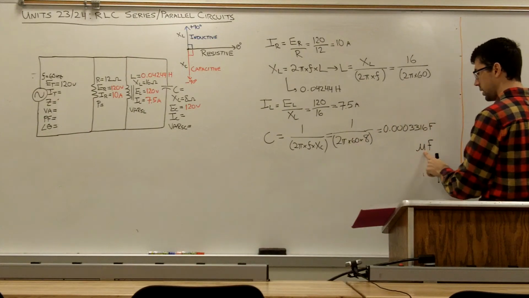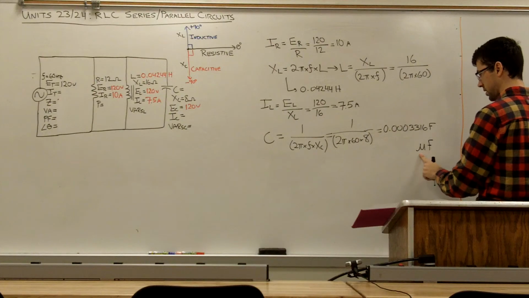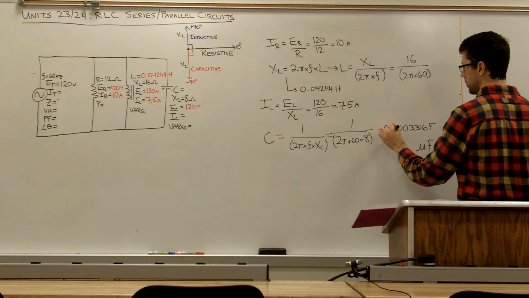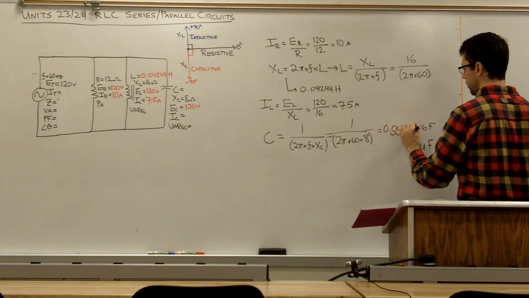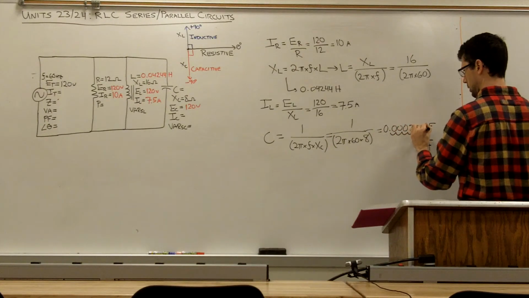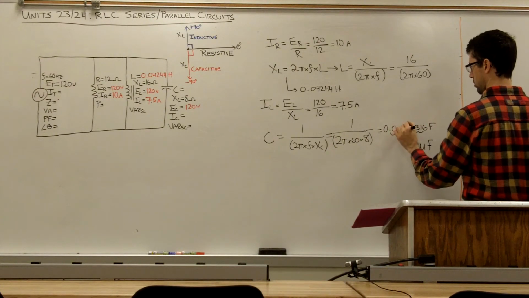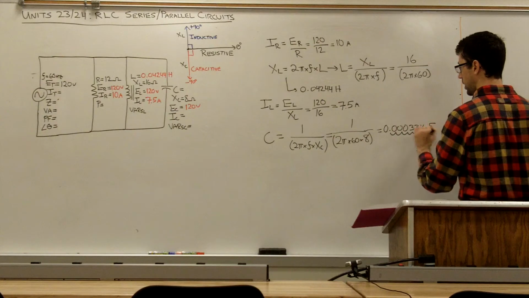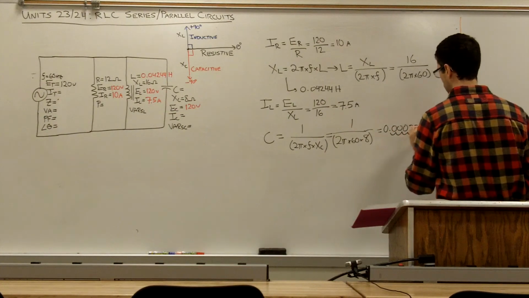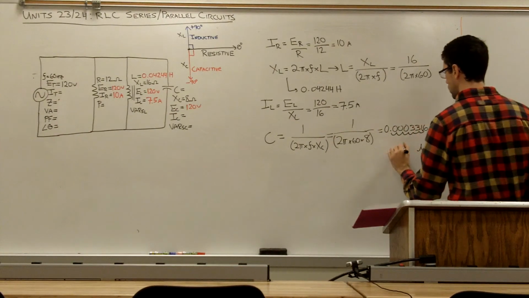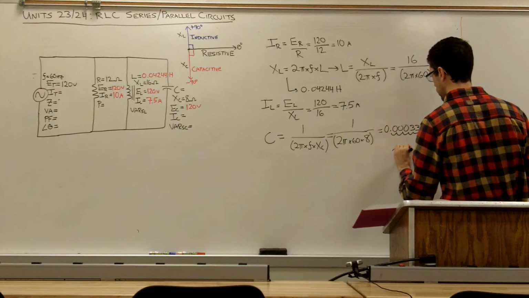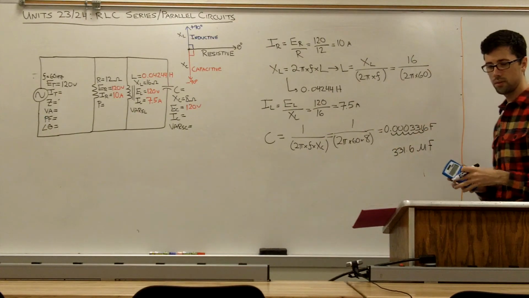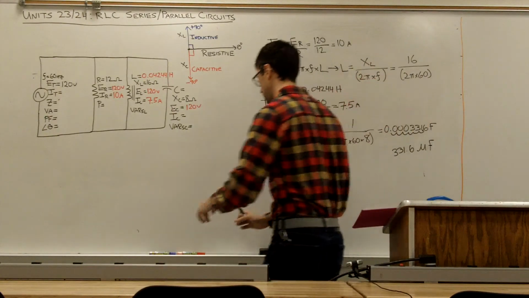You always typically like to have capacitance values in terms of at least microfarads. Micro means times 10 to the power of -6. So I'm going to take this decimal and move it 1, 2, 3, 4, 5, 6 places to the right. That puts my new decimal point there. So to write this as micro, it's 331.6 microfarads.